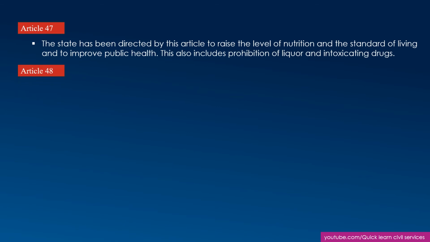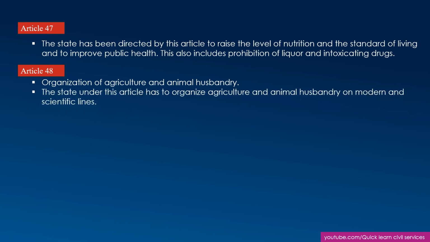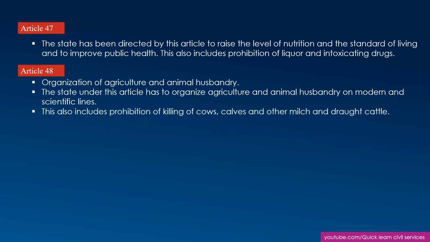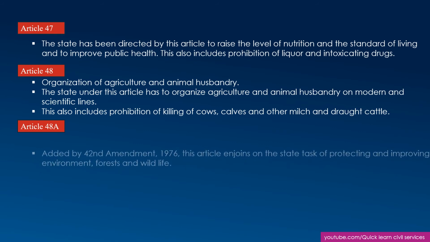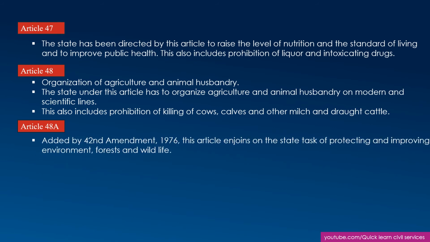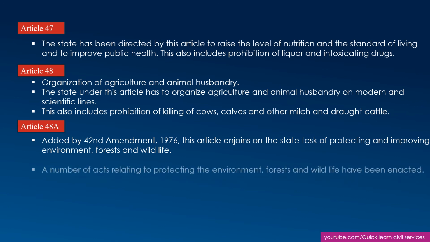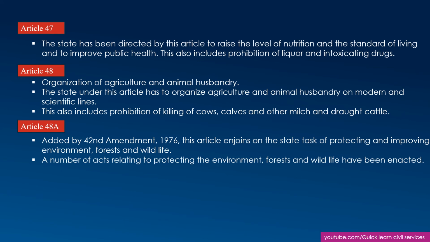Article 48. Organization of agriculture and animal husbandry. The state under this article has to organize agriculture and animal husbandry on modern and scientific lines. This also includes prohibition of killing of cows, calves and other milch and draft cattle. Article 48A. Added by 42nd Amendment, 1976, this article enjoins on the state the task of protecting and improving the environment, forests and wildlife. A number of acts relating to protecting the environment, forests and wildlife have been enacted.